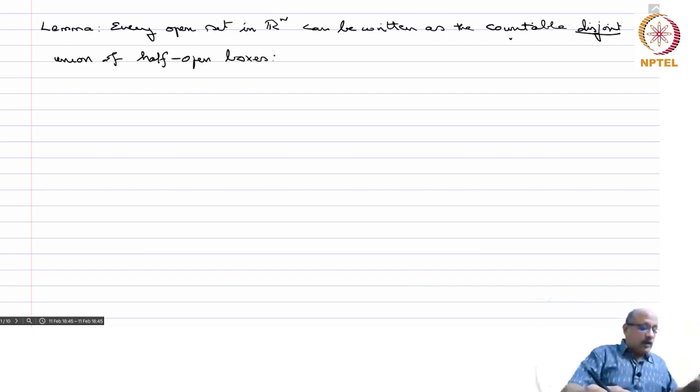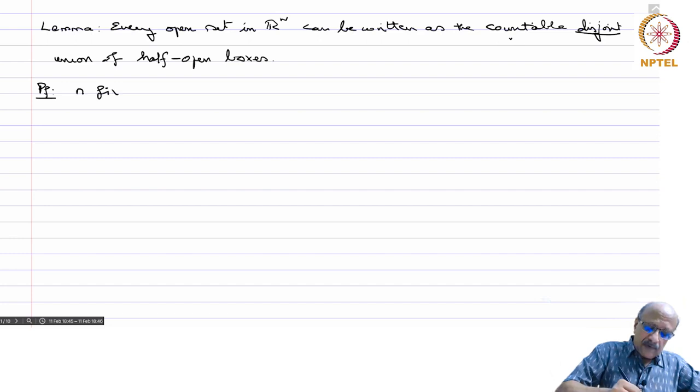So this is very important. Every open set in R can be written as a countable union of intervals. Similarly, every open set in R^n can be written as a countable union of open boxes. Now we are saying you can write it as a countable disjoint union of half open boxes. Okay, so proof.